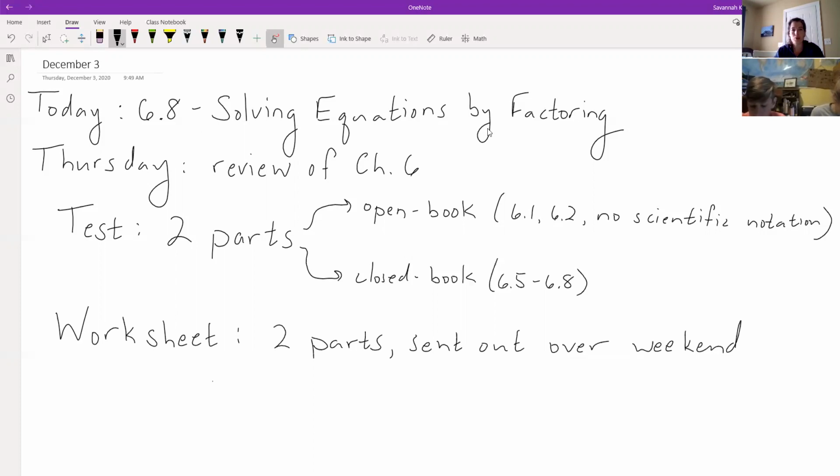So we'll be talking about 6.8 and then Thursday. I am just like not with it. Thanksgiving break did a number on me. Today is Thursday. Let's try this again.